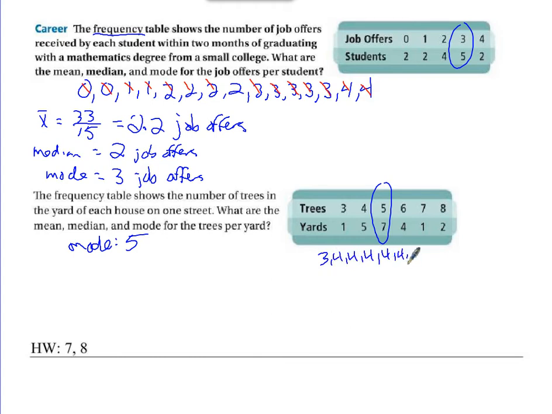Then 5, 5, 5, 5, 5. And then, 6, 6, 6, 6. And then, good. And then 8, 8. Great. Now they're all written out. Now we chop off the ends until we wind up in the middle somewhere. So we chop, chop, chop, chop, chop, chop. We wind up with a 5. So the median is 5.